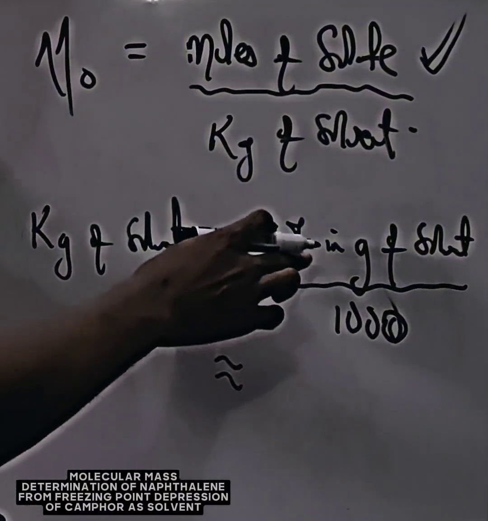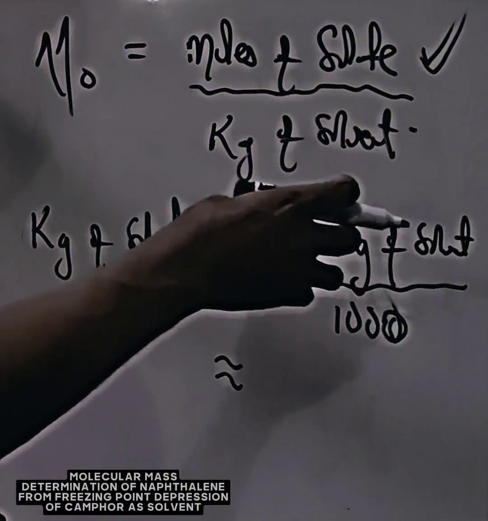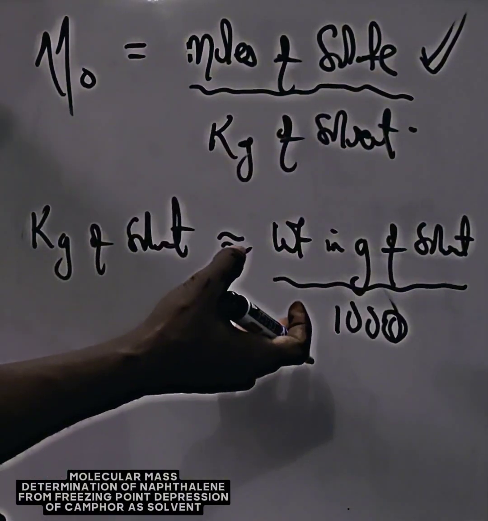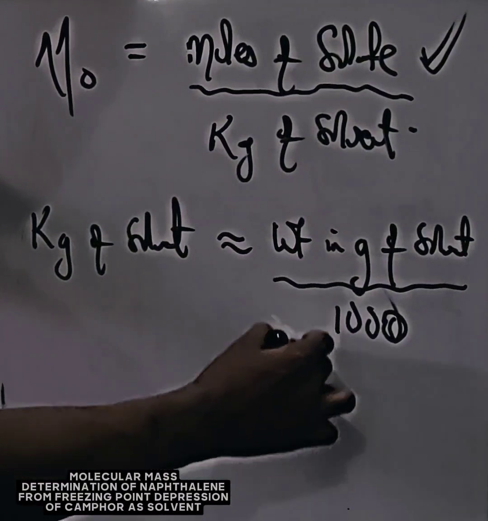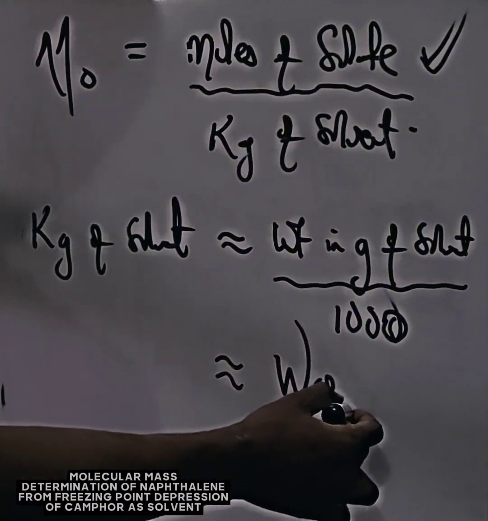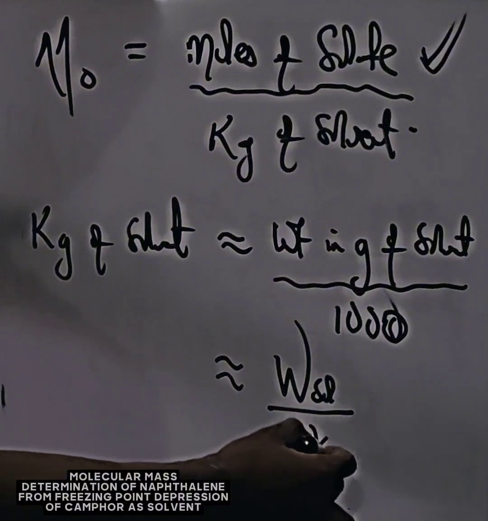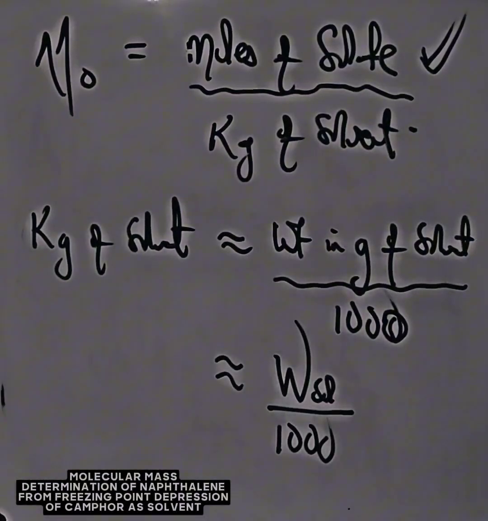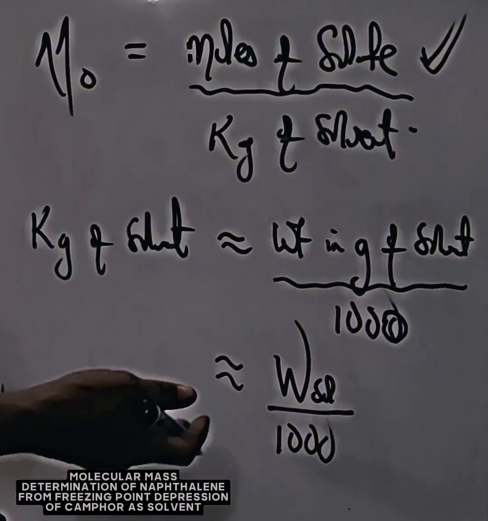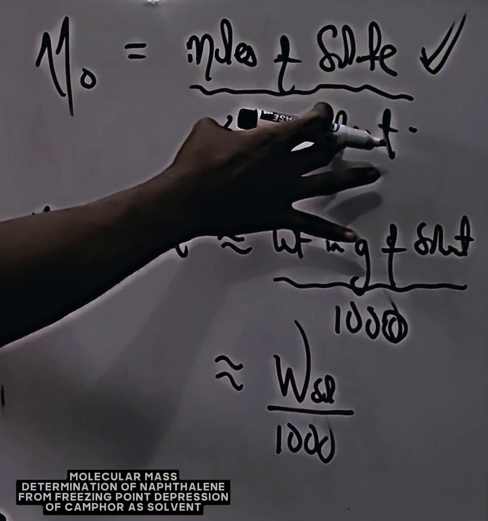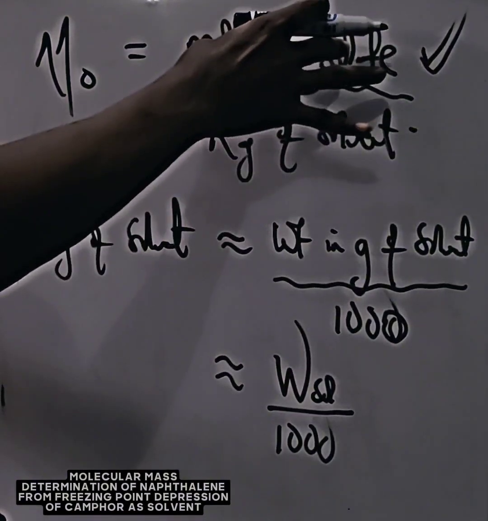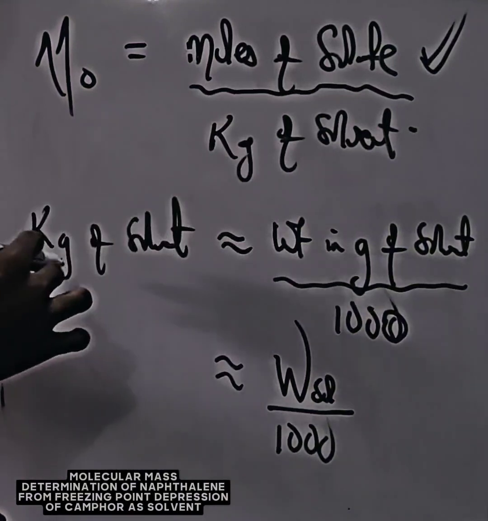In the same way, I'm going to designate the weight in gram of the solvent, which is camphor, by W_SOL, subscript SOL, divided by 1000. Alright, having defined what moles of solute is and kilogram of solvent is, what is going to be our expression for molality of the solution? So what I'm going to do is substitute these parameters into this equation.